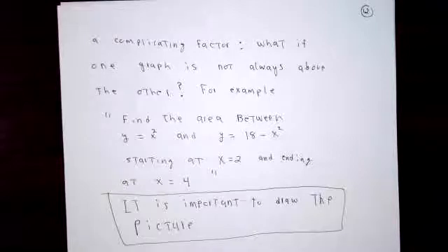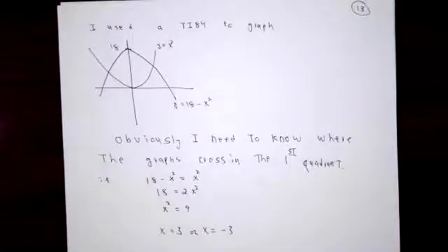A complicating factor: what if one of the graphs isn't always up above the other one? In the following example, that's the case. I want to find the area between y equals x squared and y equals 18 minus x squared, starting at x equal 2 and ending at x equal 4. I can't emphasize this enough. It's very important that you draw the picture so that you see what's going on. I used a calculator to draw this picture and then sketched it in by hand.